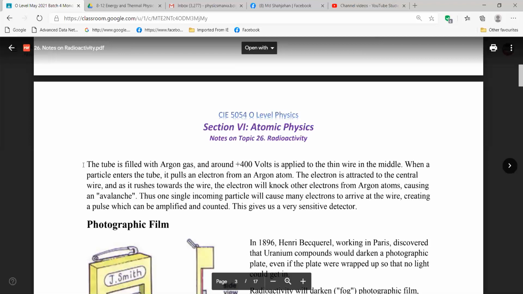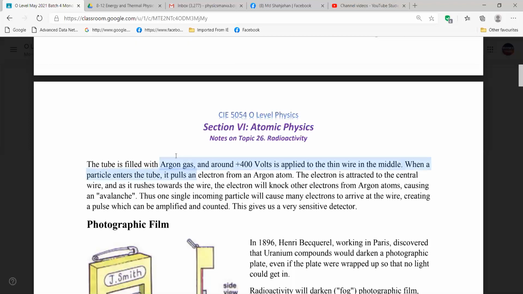Sir, but why do they move towards the wire? I still didn't understand. Okay, very good. I appreciate your question. Look, here we have argon gas, right? Yes, sir. Argon gas is normally neutral and its outermost shell electrons are filled, right? Yes, sir.